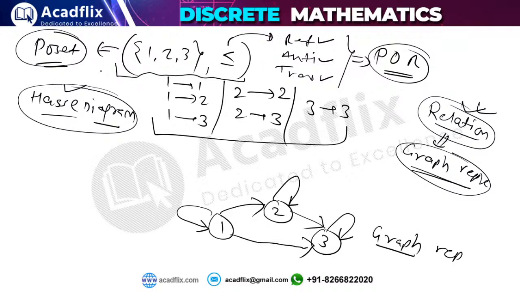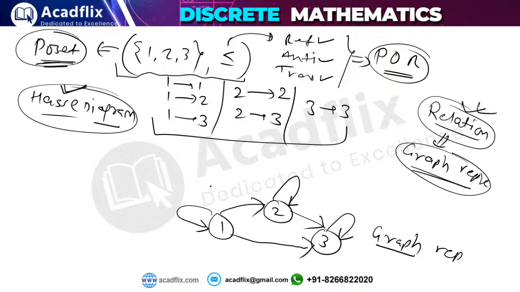But because this relation is a poset, a partial ordering relation, we have something special that is known as a Hasse diagram. From this graph representation we can make a Hasse diagram. How do we make a Hasse diagram? Very easily. Just remove the trivial things.